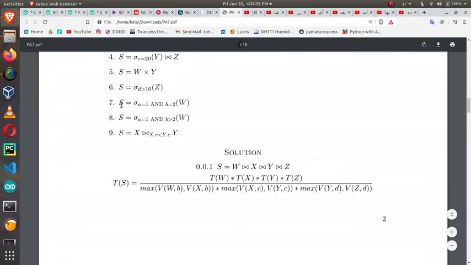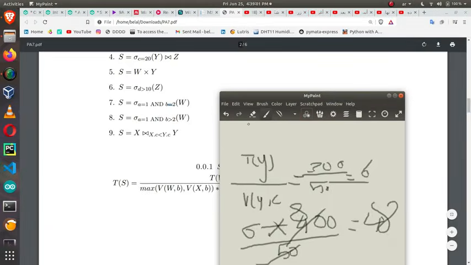Number 7. This is an AND operation. However, you must pay much attention because this is a little bit tricky. We can compute the number of tuples that satisfy the left side condition. However, the right side is not greater than or less than, it's equal. It's another equal. So let's do it step by step.